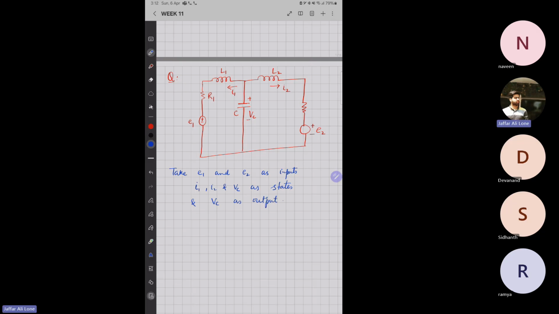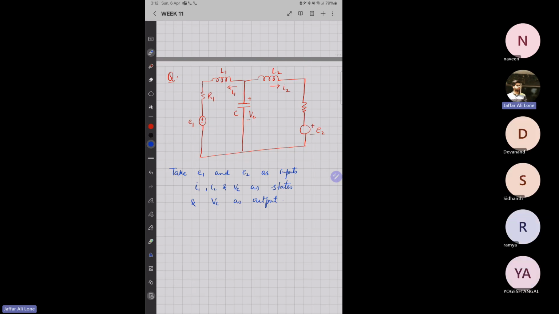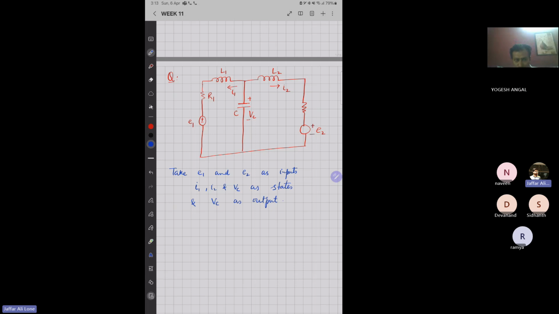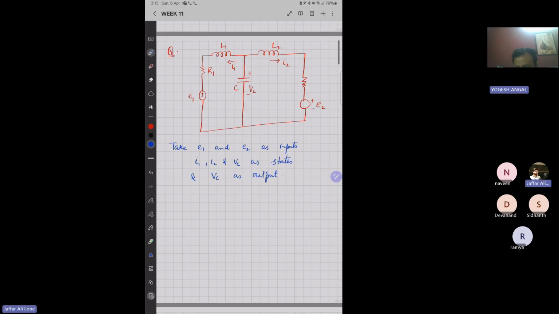So it will always be specified, right? Whenever you are asked to write a state space model for a system, it will always be specified what you have to take as input, what you have to take as output, and what you have to take as states. Why is it always specified? Because a state space representation of a system is not unique. A transfer function is unique, but a state space representation is not. We'll see this. So now let's proceed.